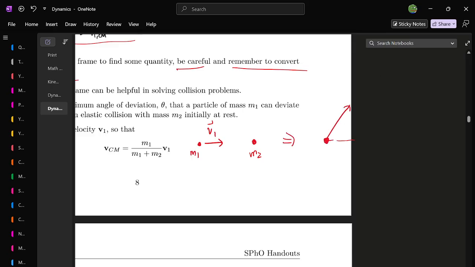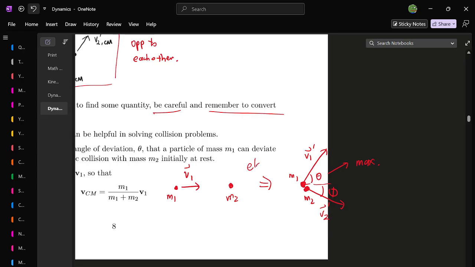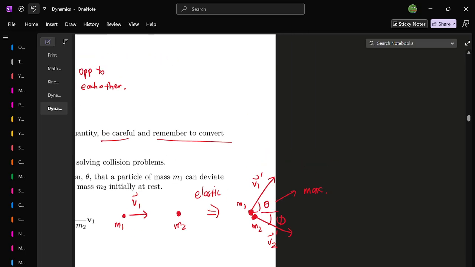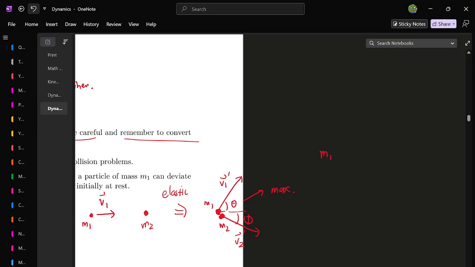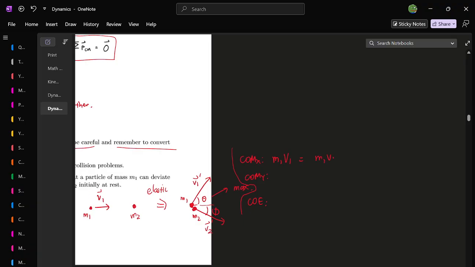What this means is, you want to find what is the maximum theta that can happen with this collision. Also, this is an elastic collision. If you didn't know what the CM frame is, the most naive way to do it would be M1 V1, conservation of momentum in X, in Y, and conservation of energy. This is a very naive way to do it. So we write M1 V1 equals M1 V1 prime cosine theta plus M2 V2 prime cosine phi.